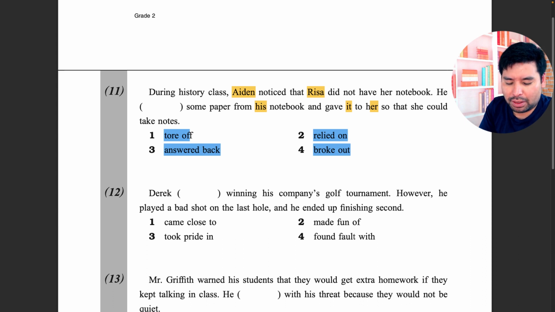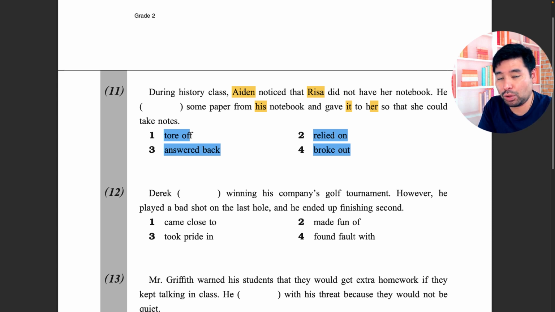For example, a fire might break out in the building, or a person might break out in a rash or some problem. Normally, "broke out" as a phrasal verb means to begin, to start, to erupt, like to start something. For example, a new virus broke out, started to happen. So this is the meaning. I hope you get it.